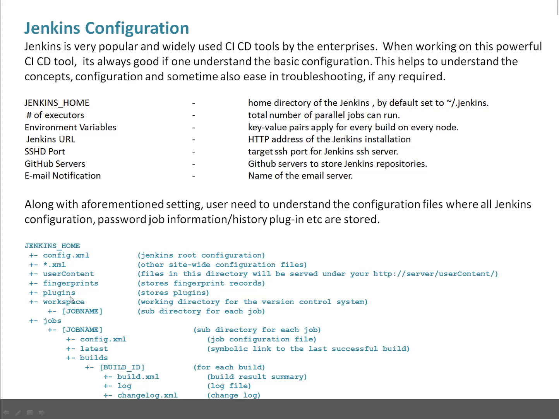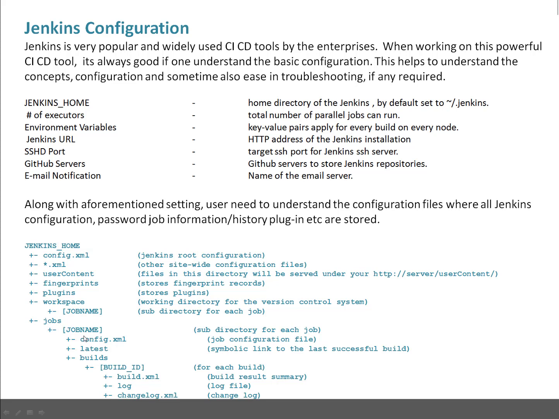Then plugin is basically, it stores all the plugins. Plugins may be backup plugin, Docker plugin, Amazon EC2 plugin, all the plugins. Then workspace, that's a working directory for the version control system. Under that, there will be different jobs, subdirectory for each jobs. Then this is important one, which is jobs.